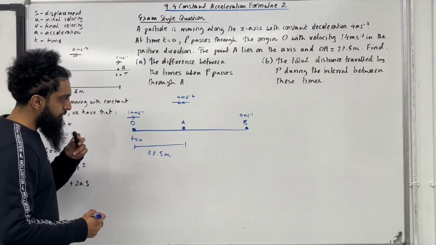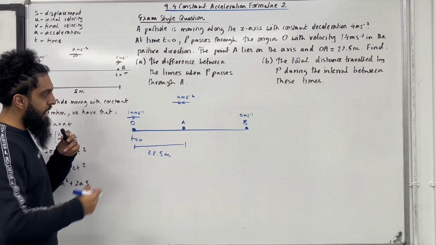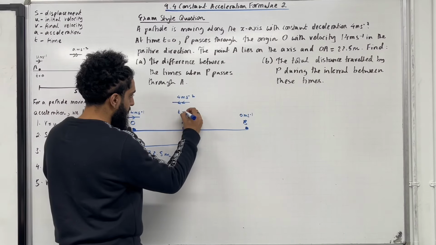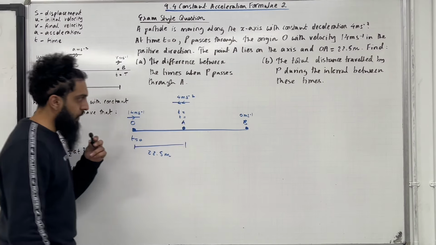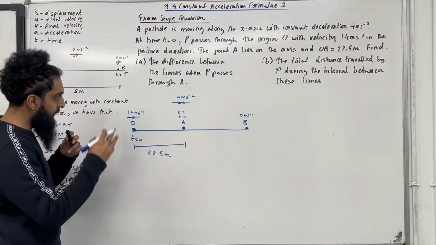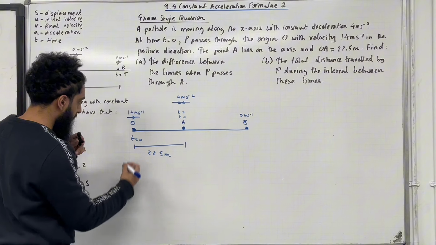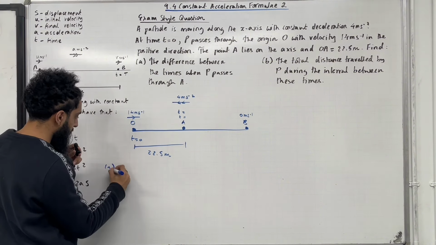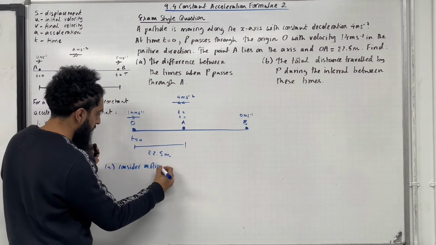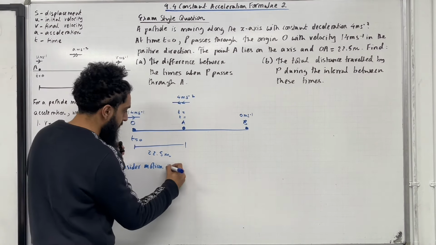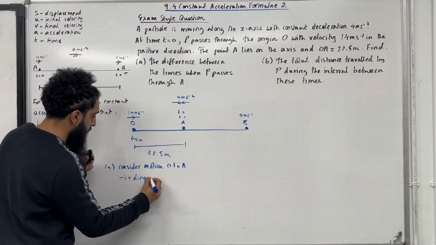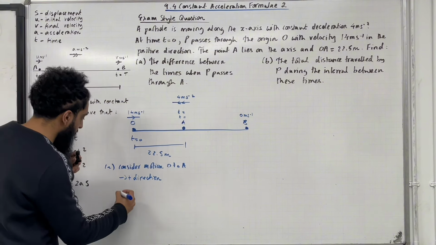Okay, wicked. Right, so this is my diagram. Now, what we want to do is work out the two t values at A, when it first passes through A and then when it returns to A. So for this particular problem, part A, we're going to consider motion O to A. Take right to be the positive direction. And we're going to use SUVAT.